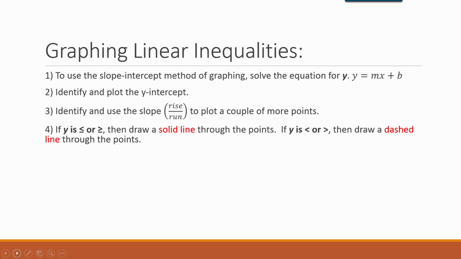to show where all of our solutions are located. So if y is less than or equal to, or greater than or equal to, the key part being the "or equal to," then we draw a solid line like we have with the y equals equations. However, if y is just less than or greater than without the equal to bar underneath it, then we draw a dashed line through the points.